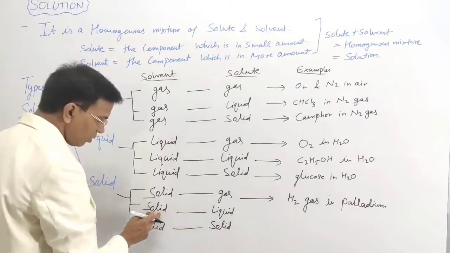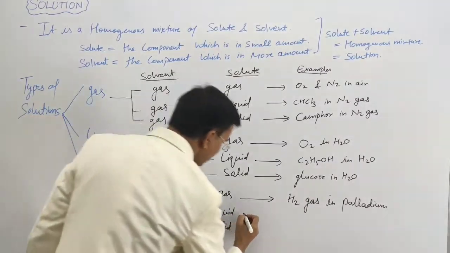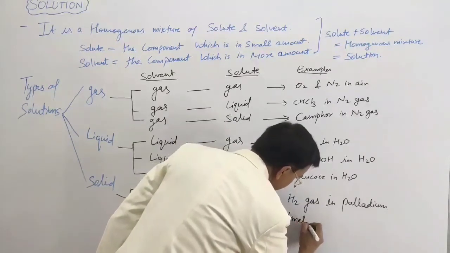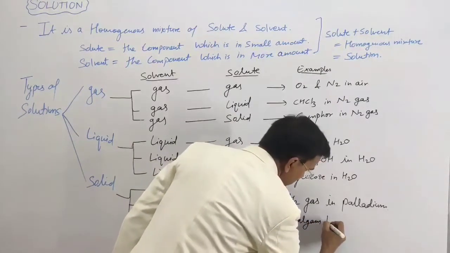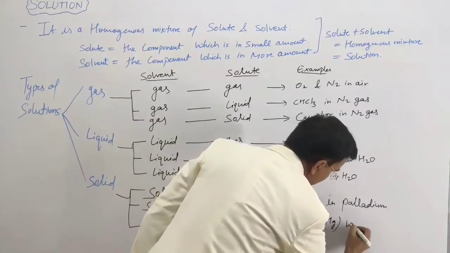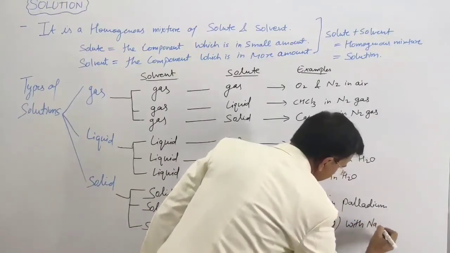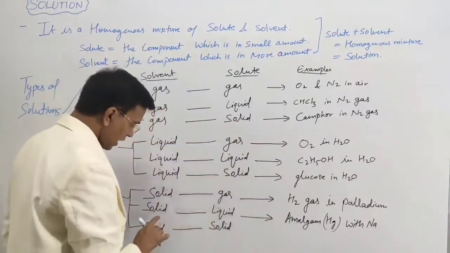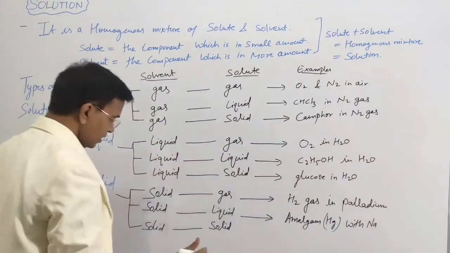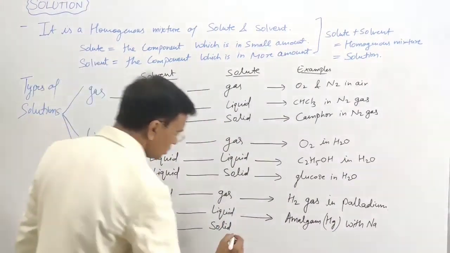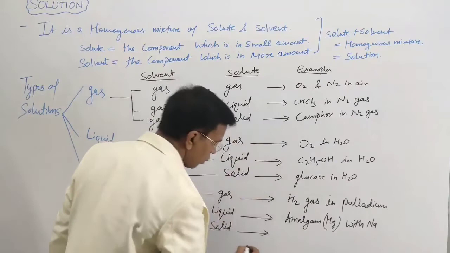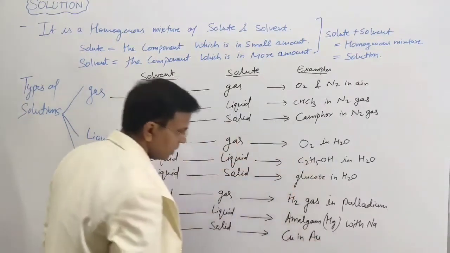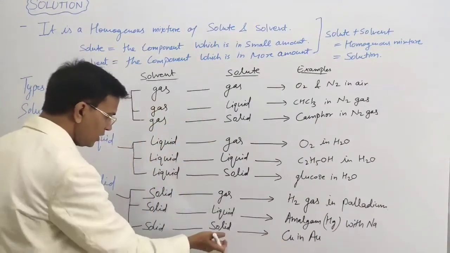Here the liquid in solid. The example is amalgam, mercury with sodium. So in the amalgam, mercury is the liquid and sodium is the solid. Now solid in solid, for example copper dissolved in gold.